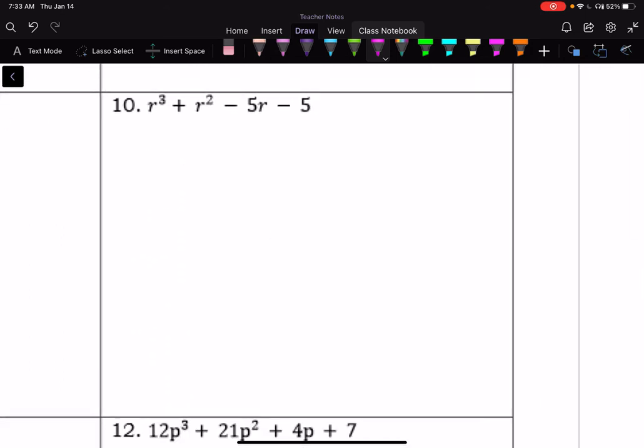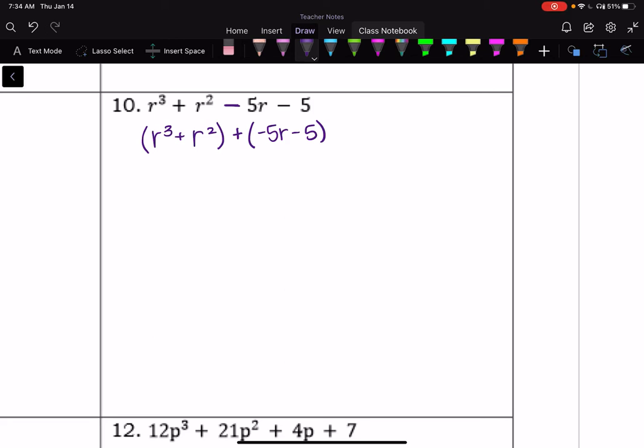Moving on to number 10, we're going to group my highest and lowest terms together. However, looking ahead, I can see that there's going to be a minus sign in front of my third term. So I'm going to rewrite this one instead of just plugging in parentheses. So r cubed plus r squared plus negative 5r minus 5.